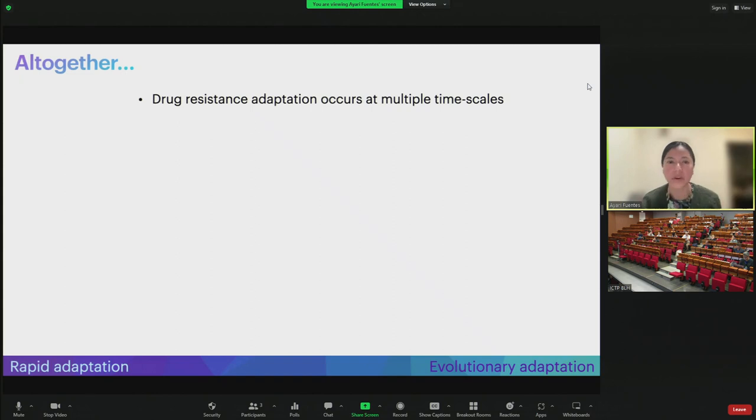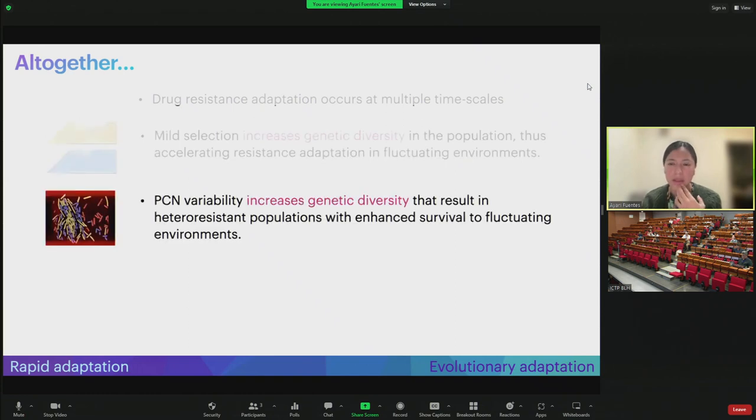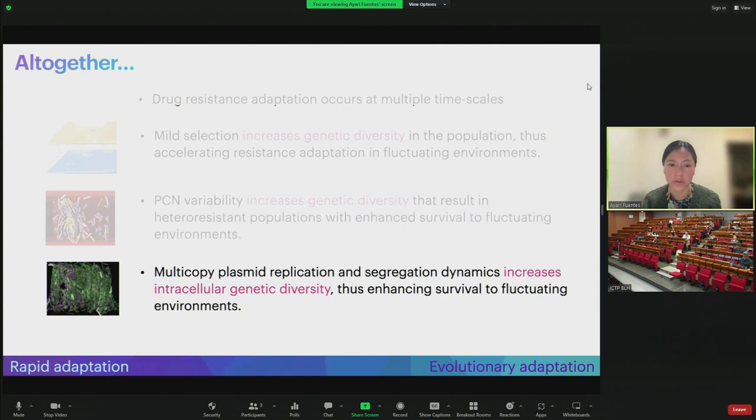So altogether, we can see that drug resistant adaptation occurs in multiple time scales. This mild selection increases genetic diversity in the population, and this accelerates resistant adaptation in fluctuating environments. And we also saw that plasmid copy number variability is going to also increase genetic diversity, and is going to result in a resistant population. And this is going to be important in survival within fluctuating environments also. And this multicopy plasmid replication is going to increase intracellular genetic diversity.